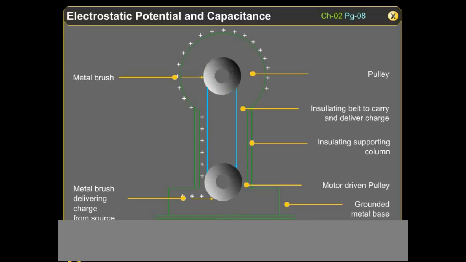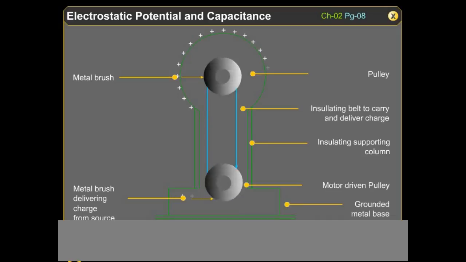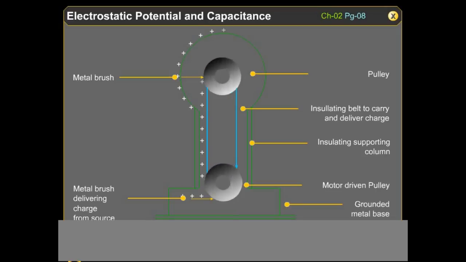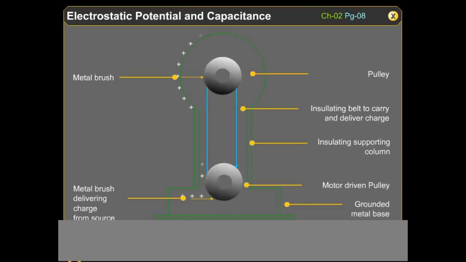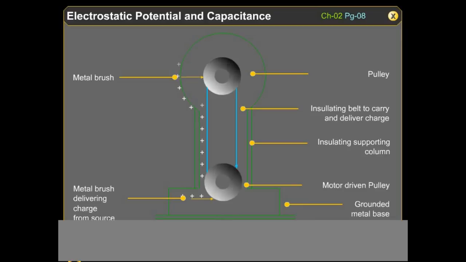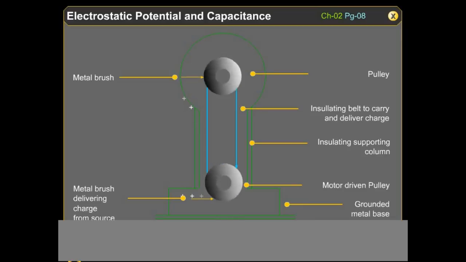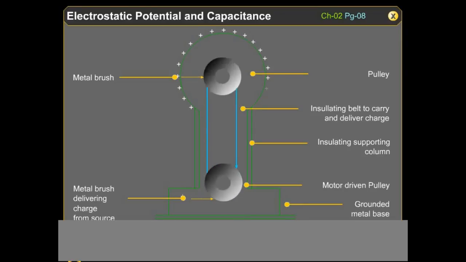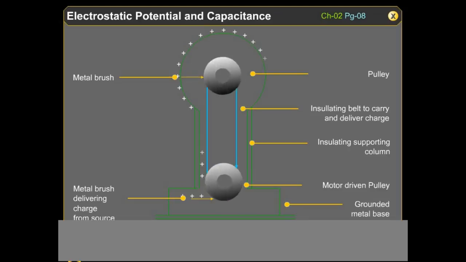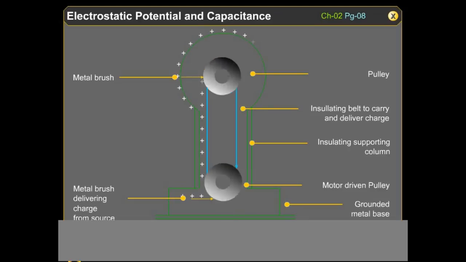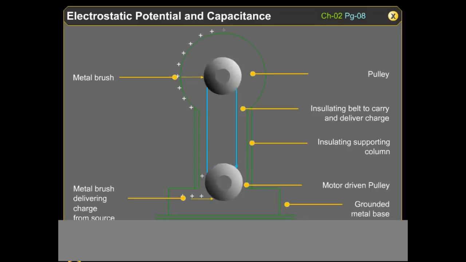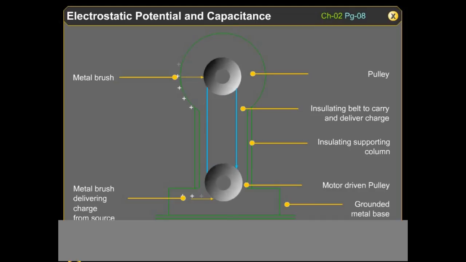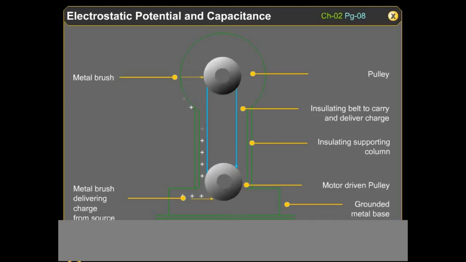Working. In this Van de Graaff generator, a large spherical conducting shell is supported at a height several meters above the ground on an insulating column. A long, narrow, endless belt, insulating material like rubber or silk, is wound around two pulleys, one at ground level, one at the center of the shell. This belt is kept continuously moving by a motor driving the lower pulley.